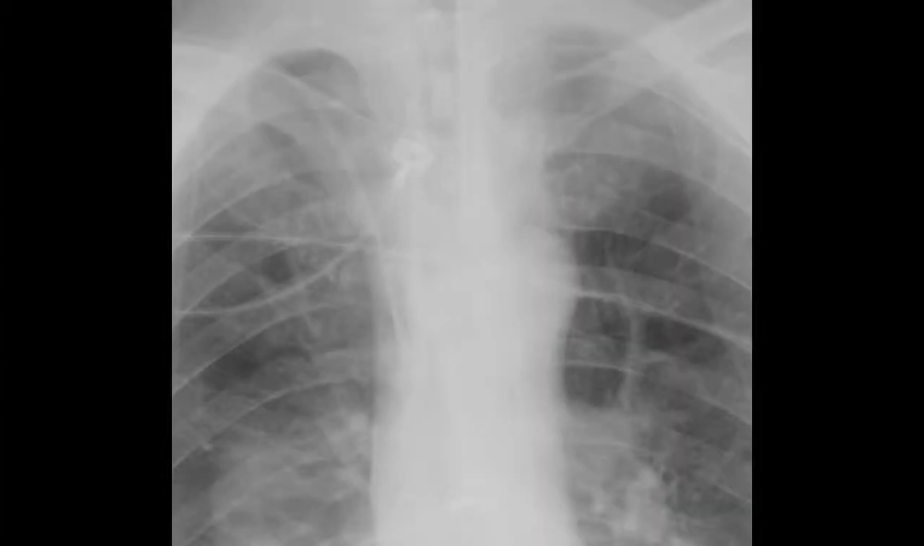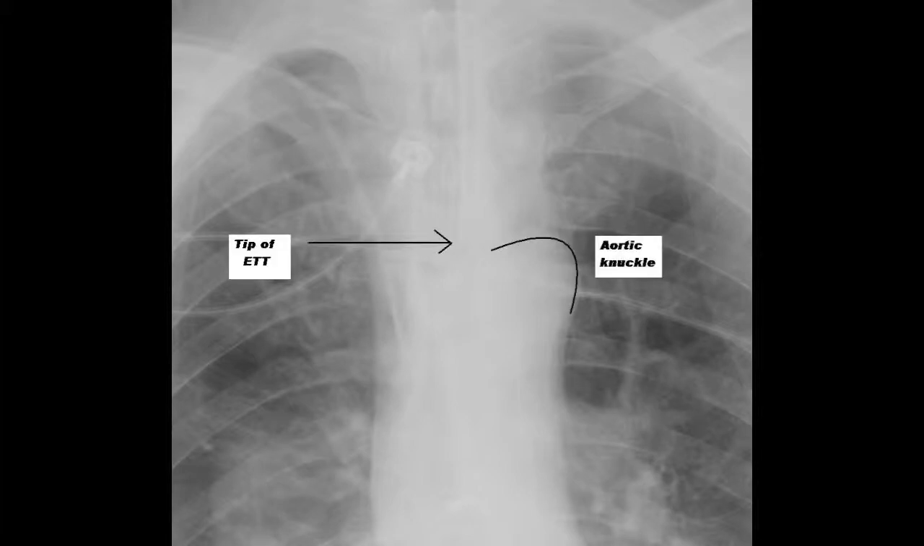Ideal placement is usually related to an adjacent anatomical structure. For example, the tip should be level with the middle of the aortic knuckle. Remember that the patient's head position, particularly in children, and the position of the body will affect the location of the tip of the tube.